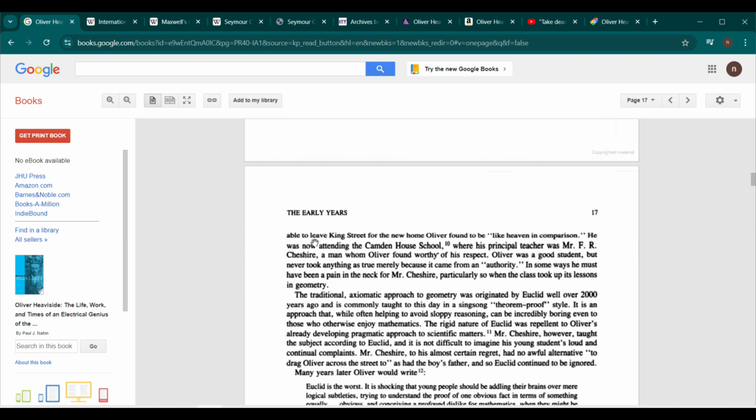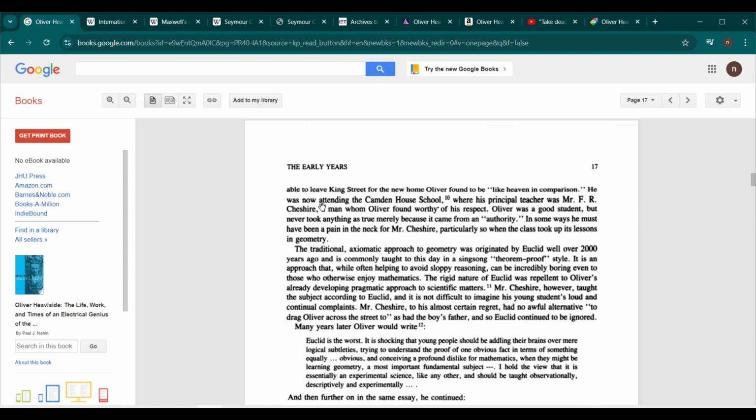And interestingly, he ended up having a school principal at his later school. And his principal teacher was also sort of like, Oliver found worthy of respect. Oliver was a good student, but never took anything as true merely because it came from an authority. In some ways, he must have been a pain in the neck for Mr. Cheshire, particularly so when the class took up lessons in geometry.